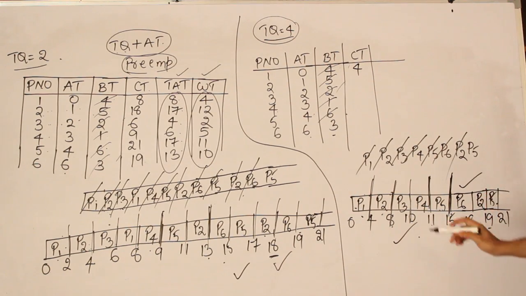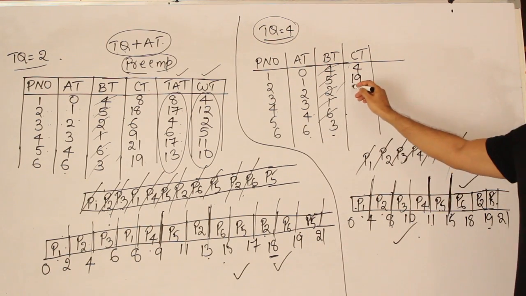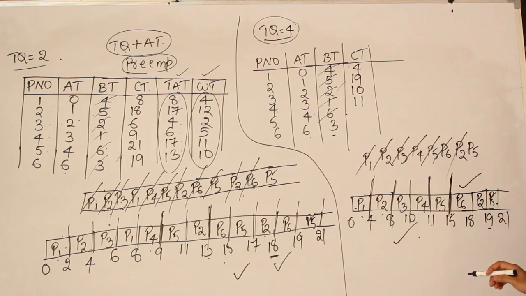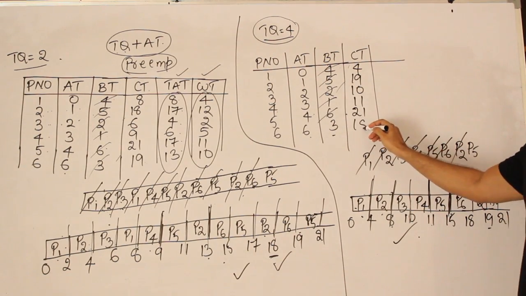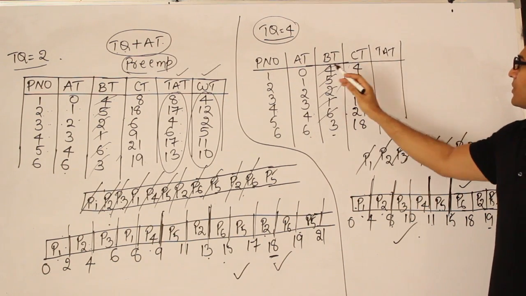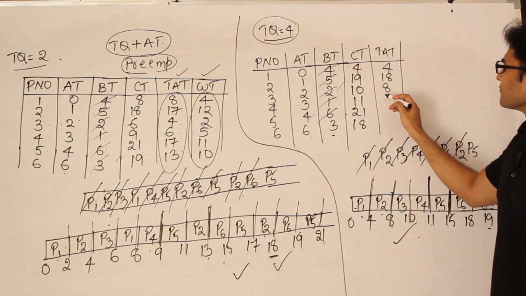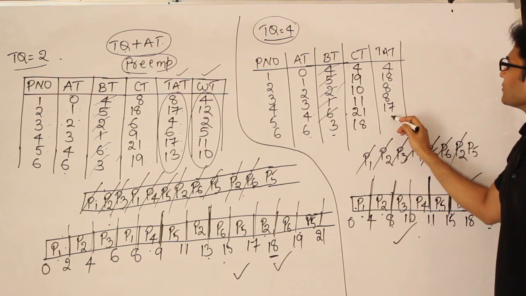This is the last time it occurred, right? Completion time of P2 is 19 and completion time of P3 is 10. Completion time of P4 is 11 and completion time of P5 is here, 21, and completion time of P6 is here, which is 18. Got it? After this you can find out turnaround time. What is turnaround time? Completion time minus arrival time, which is 4 here, 18 here, 8 here, and then 8 here, and then 17 here, and then 13 here.